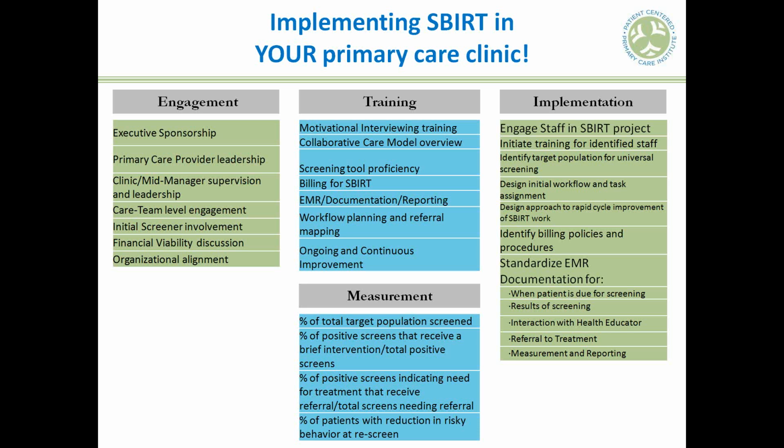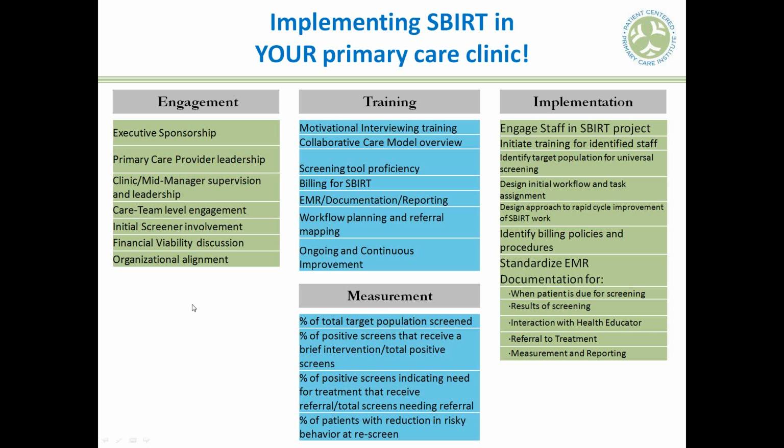So we got together with some of the other training and technical assistance providers of SBIRT and tried to identify some of the high-level critical pieces that we think are important for a successful SBIRT implementation. They're definitely not all required, but we think they make for optimal implementation. You can see we have 4 different categories: engagement, training, implementation, and measurement.